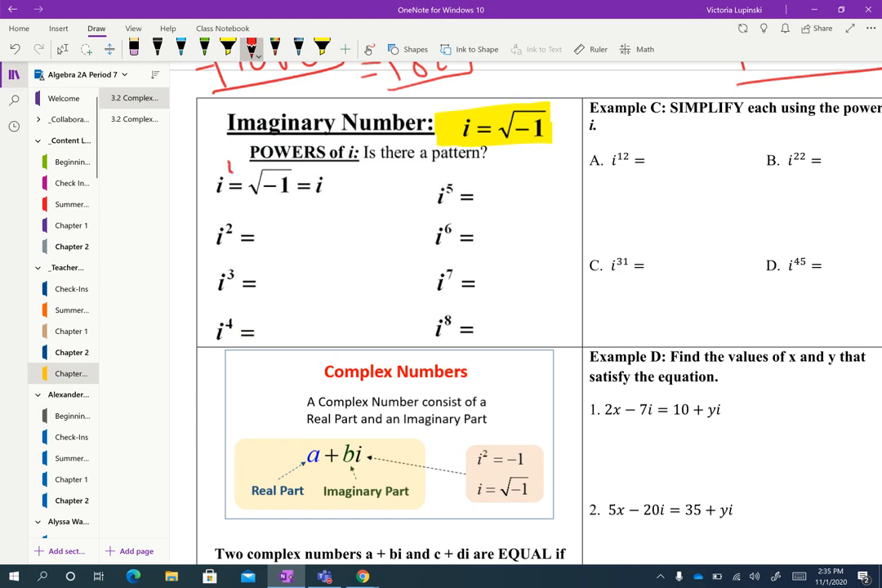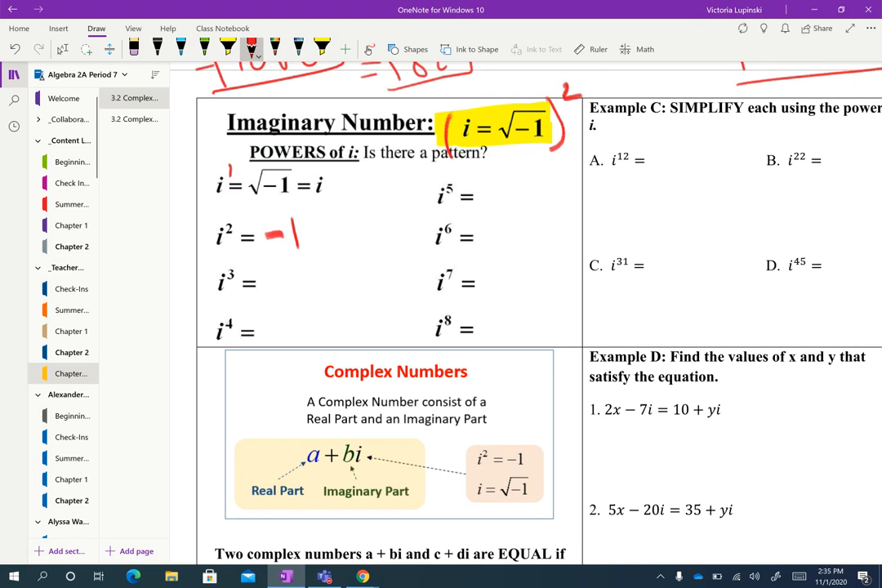So by definition, i to the first is equal to the square root of negative 1. So if you were being asked to simplify i to the first, that would just be equal to i. If you go ahead and square both sides, you're going to get that i squared is equal to negative 1.